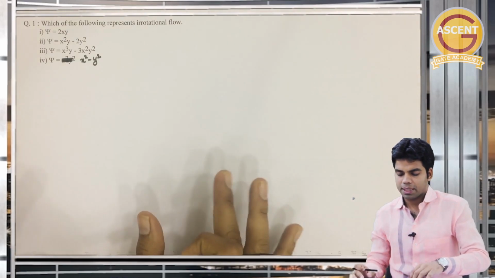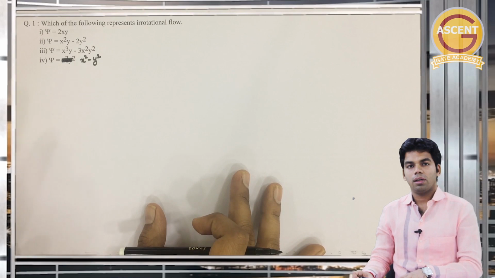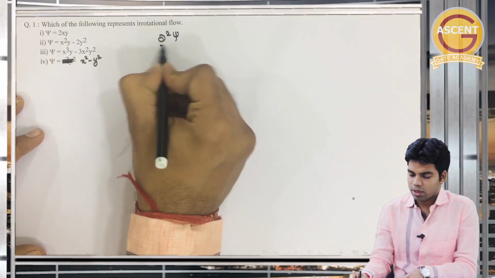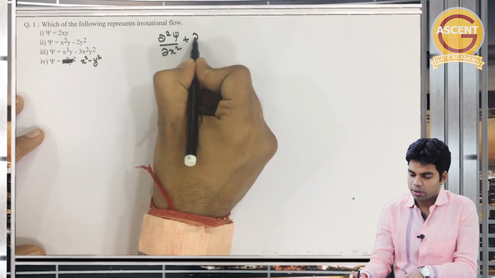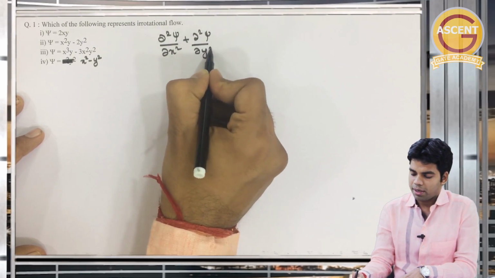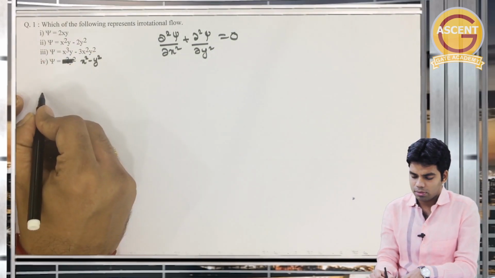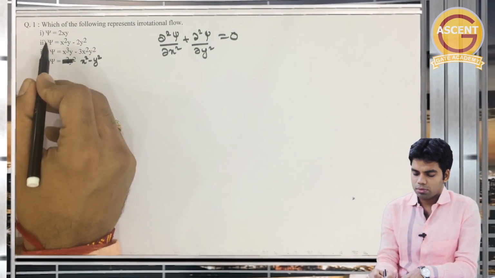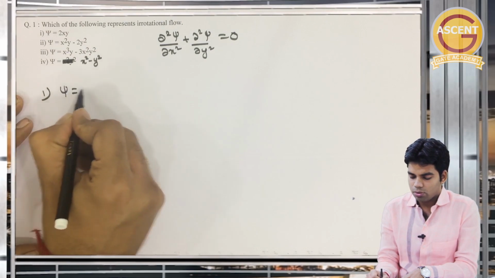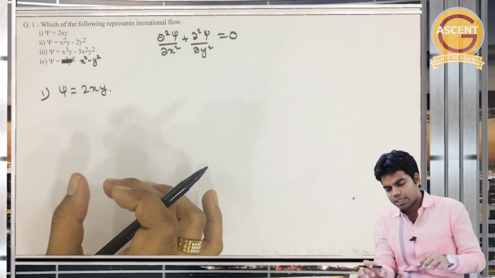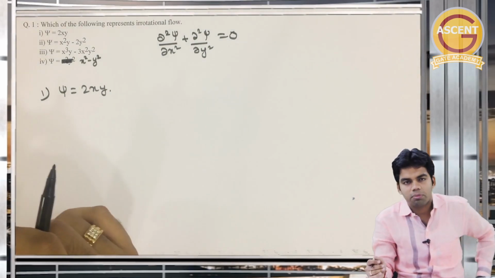Which of the following represents irrotational flow? I told you the condition for irrotational flow: del 2 psi by del x square plus del 2 psi by del y square should be equal to 0. So just check all these conditions. The very first condition says psi is equal to 2xy. From this expression itself, we can predict that this will be irrotational flow.